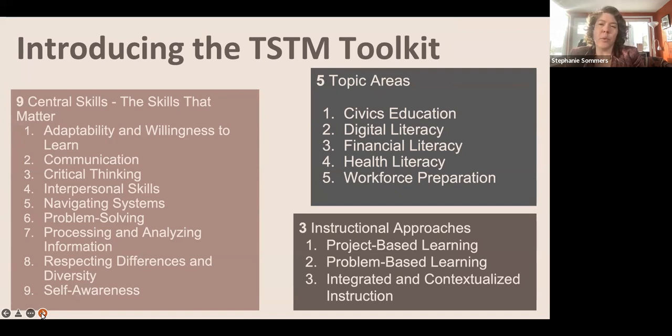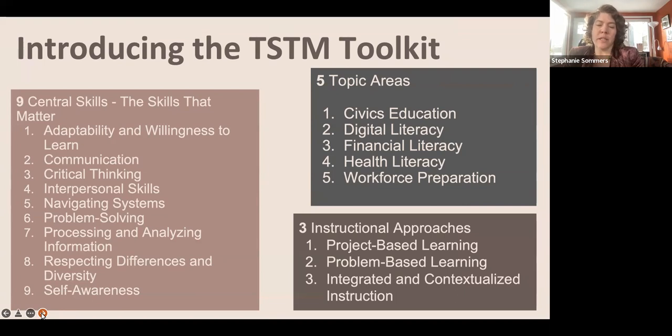The way that the toolkit is organized, part of the project involves teaching students these 9 central skills. You'll recognize a number of these skills as they overlap with our ACES TIF, right? We've got communication, critical thinking, navigating systems. Some of the other titles are embedded and included in some of what we have in ACES TIF. Those are the skills that are referred to when we talk about the skills that matter. The lessons were designed to provide opportunities for students to really practice these skills.